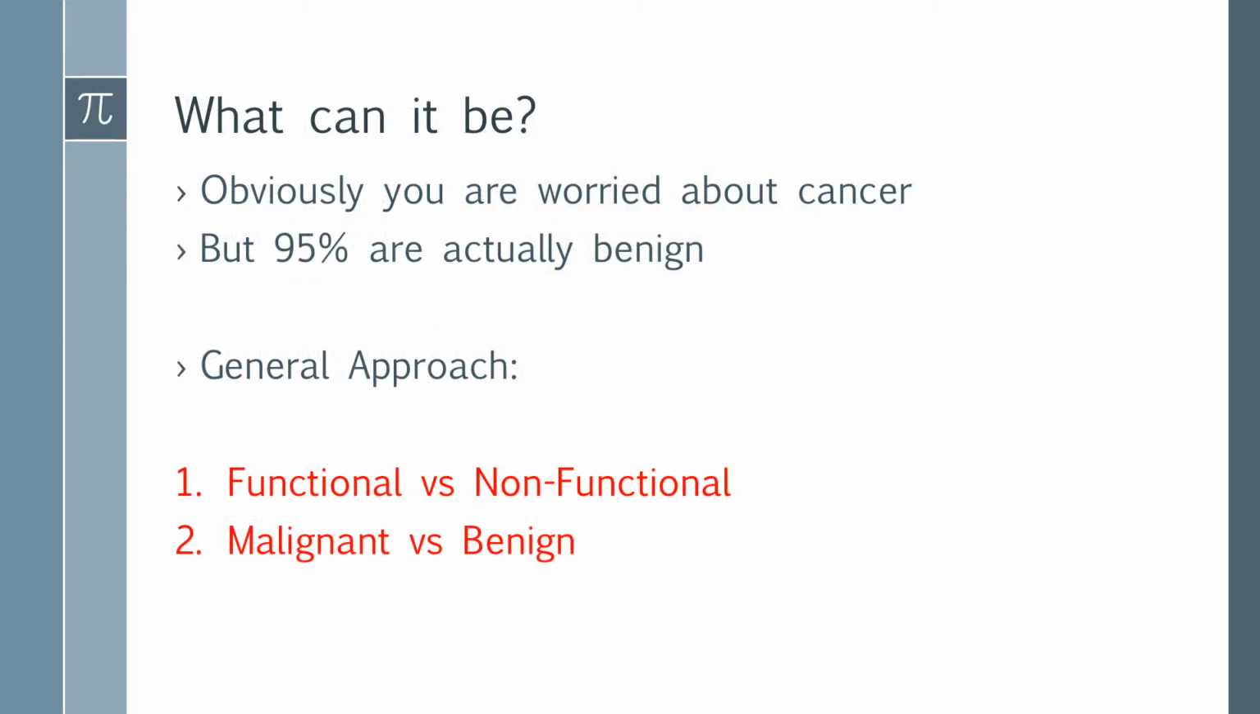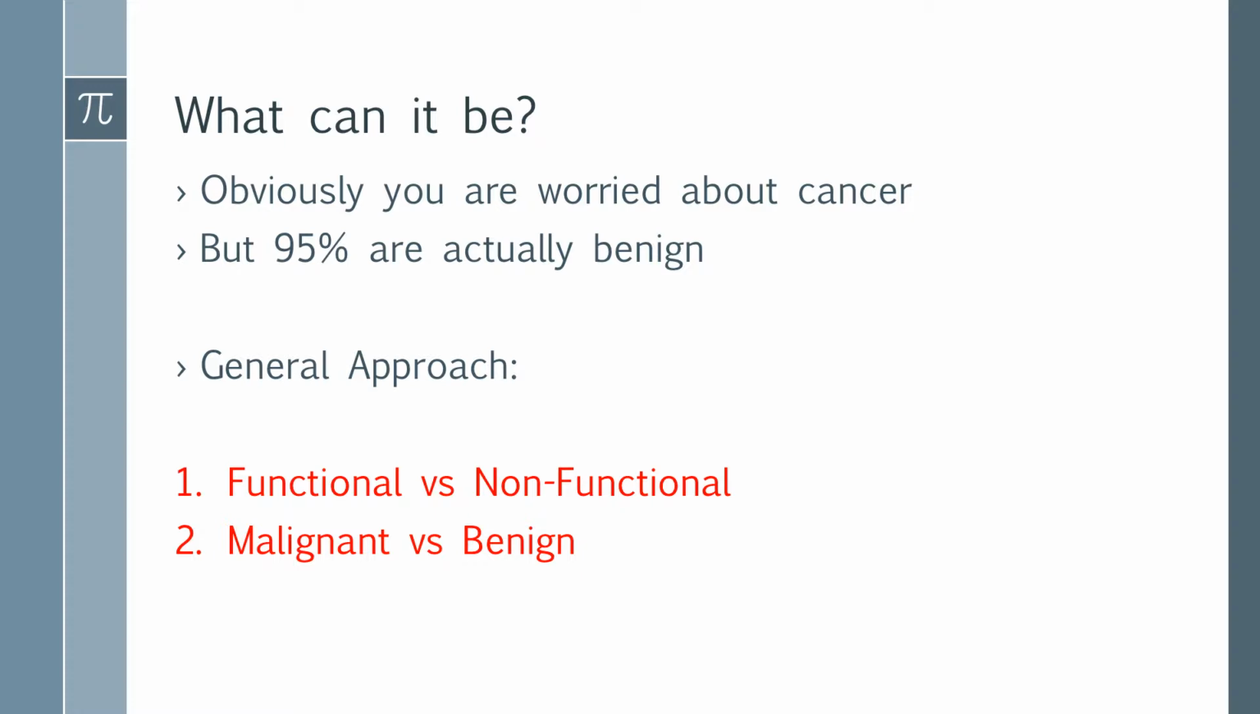So what can it be? Obviously if you see some kind of mass, you're always worried that it's a cancer. But actually 95% of them are benign. That means the majority of the time it's going to be benign, but you still want to make sure that it's not a cancer. So the general approach, before we go through the algorithms, is you want to determine if it's functional versus non-functional, right? After you determine that, you determine if it's malignant or benign, right?